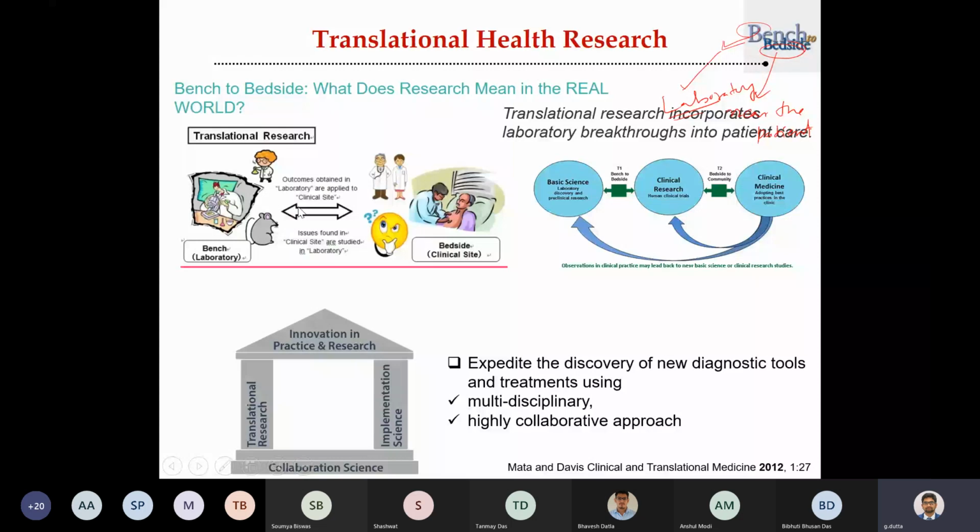Sometimes we are developing some idea, some sensor, maybe some device, or some drug, some vaccine, and we are trying to apply that medicine for patient care. But sometimes we may face some problems or difficulties, maybe lots of side effects. So we need to bring them back again to the lab and solve those problems. We should address those issues, get a solution, and bring it again to patient care.